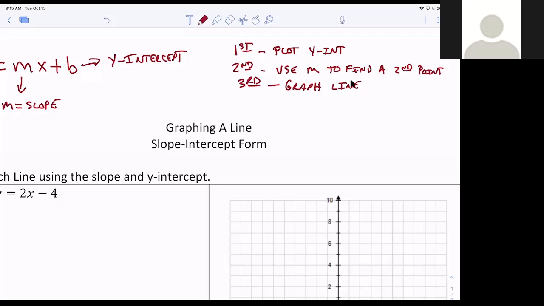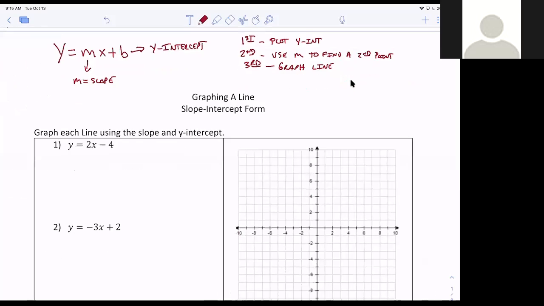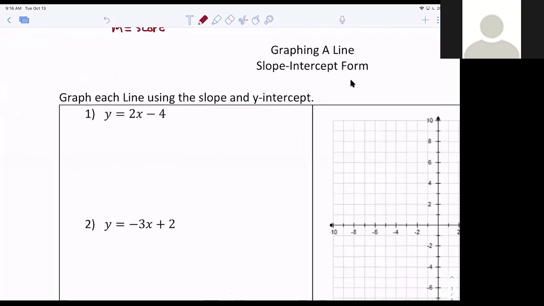So here we go. I made a giant graph for you. I want everybody on number 1. Someone tell me, what does m equal? The slope is 2. Slope is a ratio, so I want everybody to write down the slope is 2 over 1.